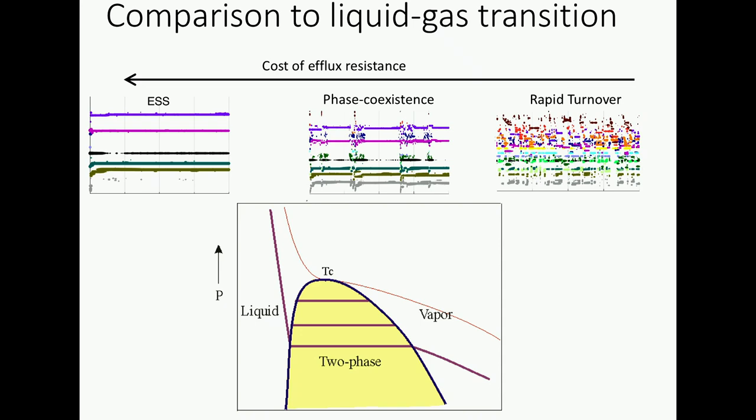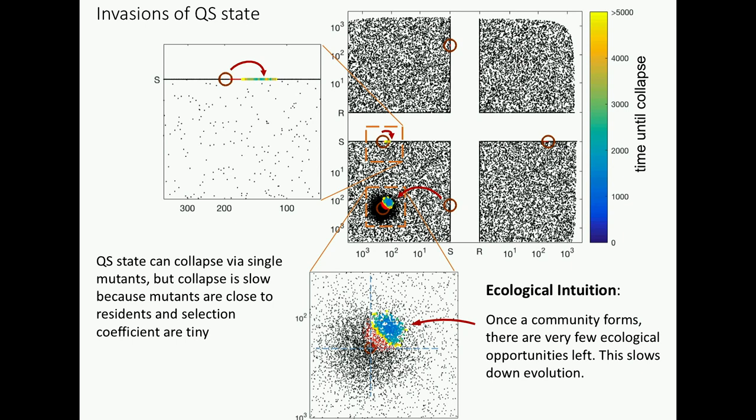Okay, we can also think about it in actual biological terms. When you look at these long persistent communities, you can see that they're ecologically stable, but they're not evolutionarily stable. So mutations exist that can collapse these communities. Single mutations can come up and collapse these communities. So why do they persist for such a long time, sometimes tens of thousands of generations?